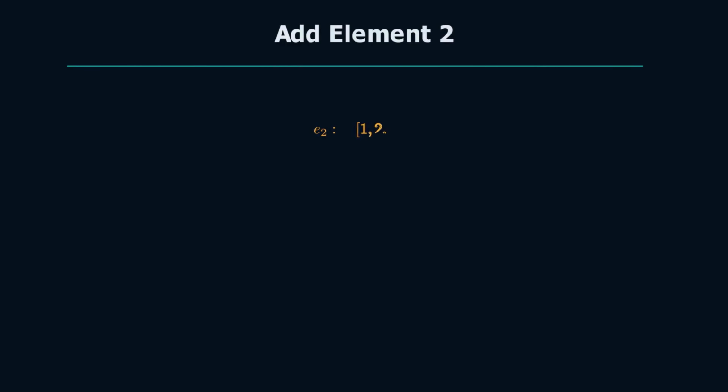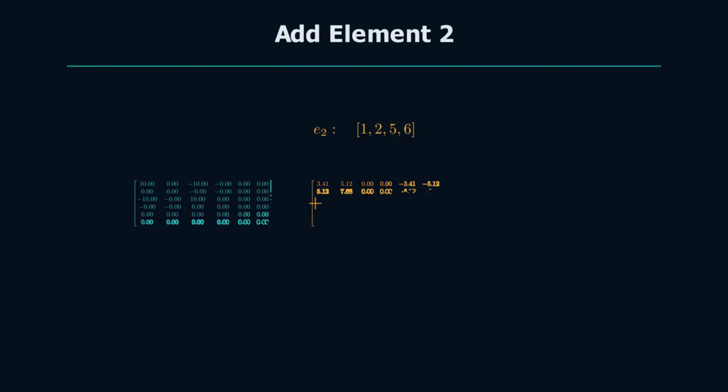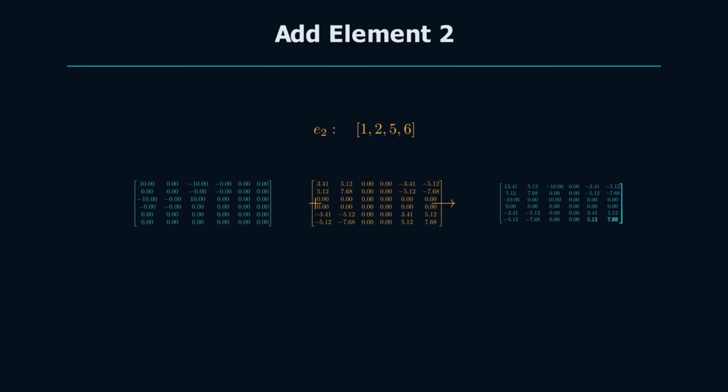Next we add element 2. Its global degree of freedom mapping is 1, 2, 5, 6. Notice what happens. The element matrix does not occupy a new 4x4 block at the bottom of the matrix. Instead, its entries are placed at rows and columns 1, 2, 5, and 6. Where element 2 overlaps with the existing contribution from element 1, the values are added.